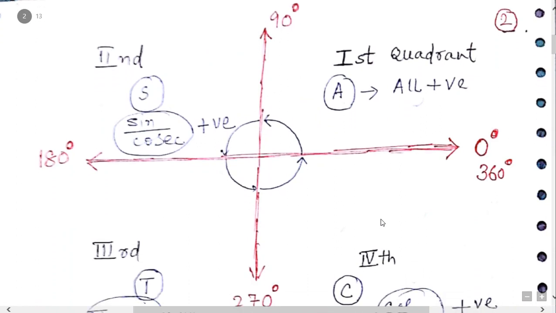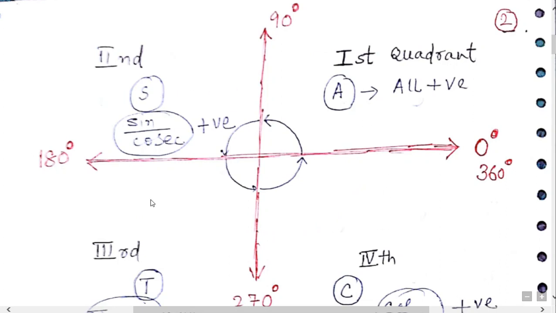Now this one is the quadrant system. Basically this is a new concept for your +1. Now what is the meaning of this? Actually your system comprises 4 quadrants. First is from 0 to 90, then 90 to 180, 180 to 270 and 270 to 360. This one is the first quadrant, then second, third and fourth.